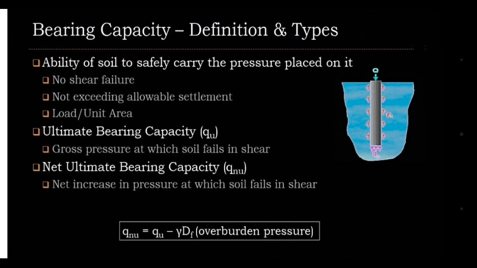Next, we talk about bearing capacity. The ability of soil to safely carry the pressure placed on it is known as bearing capacity. It means no shear failure, no accident, allowable settlement, and is load per unit area. Ultimate bearing capacity, QU, is the gross pressure at which the soil fails in shear. Net ultimate bearing capacity is the difference of ultimate bearing capacity and overburden pressure.